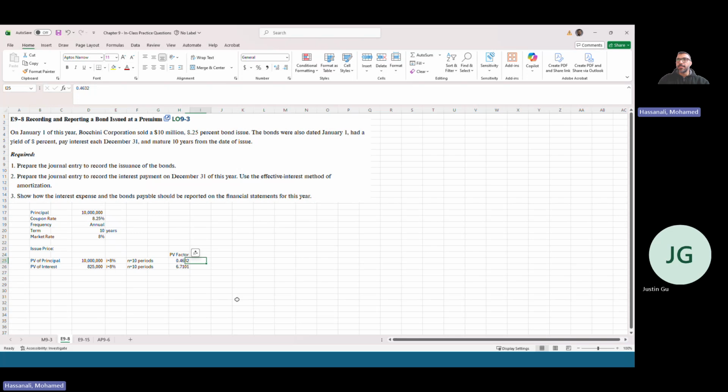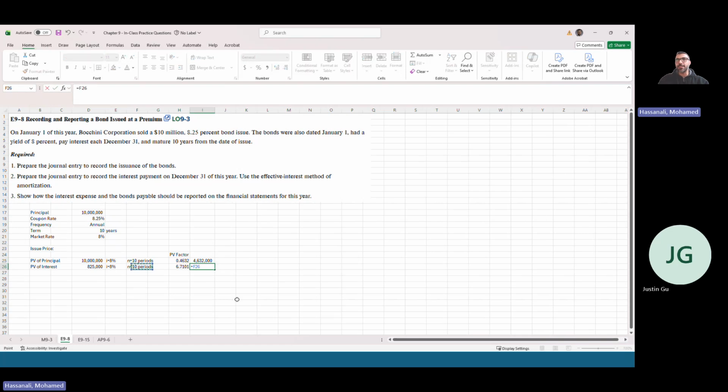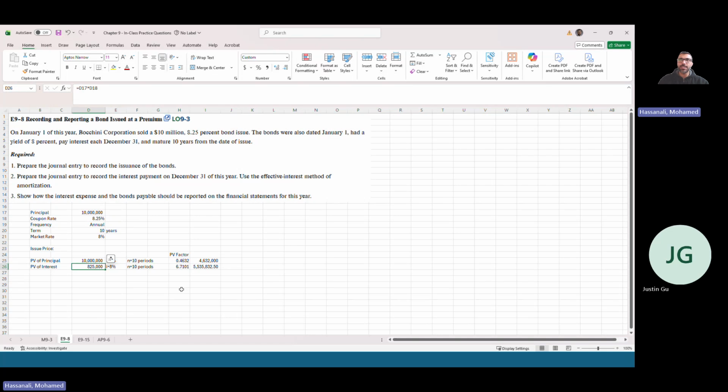Okay, 6.7101. So present value of principal is $10 million times 0.4632, which gives us 4,632,000. And our present value of interest, 825,000 times 6.7101. Remember, this 825,000 is simply your principal times your coupon rate. Okay, so the actual interest times the present value factor, and then in the factor is when you're considering the market rate and the payment frequency, things like that.